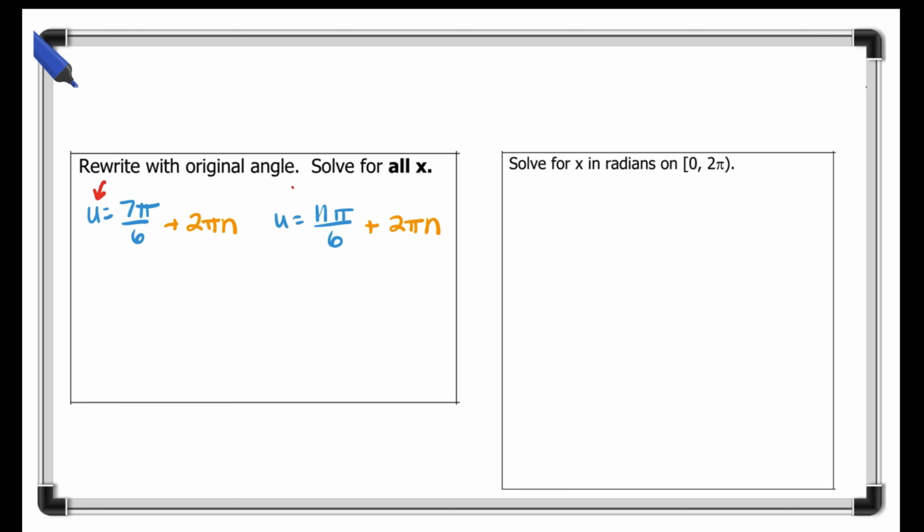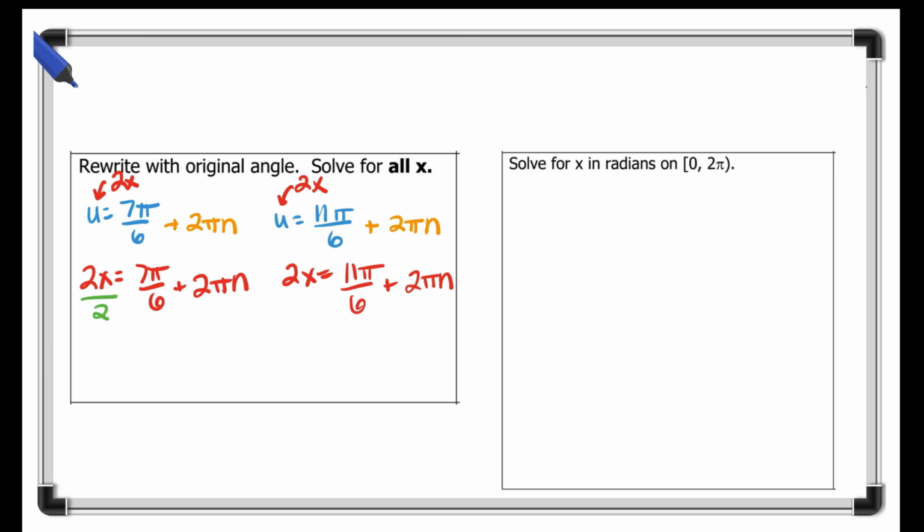So now we're going to write our answer with our original angle. You know that U was the same thing as 2x because we did our substitution. So now we write this as 2x is equal to 7 pi over 6 plus 2 pi n, and 2x is equal to 11 pi over 6 plus 2 pi n.